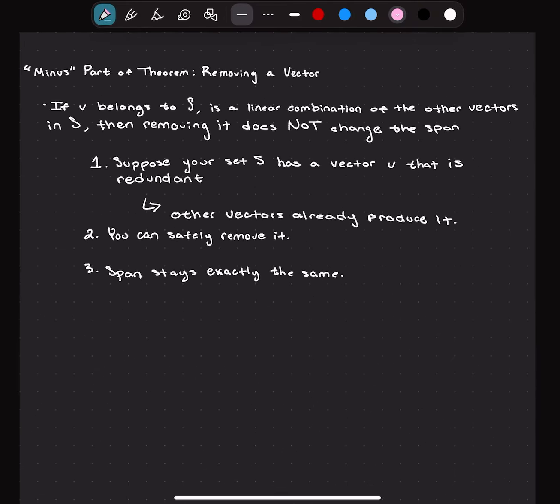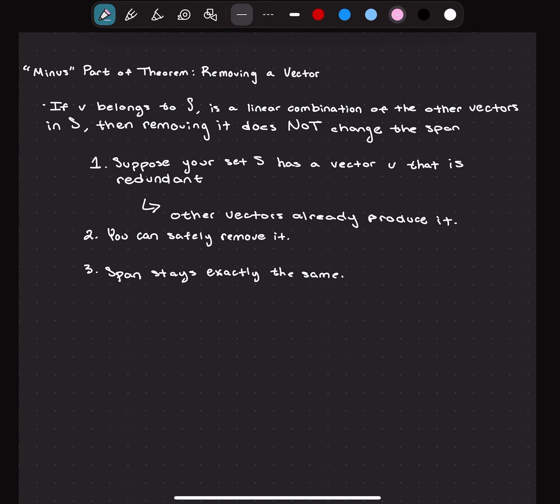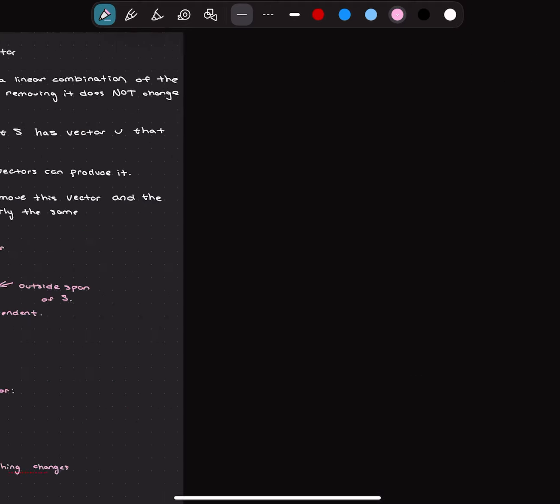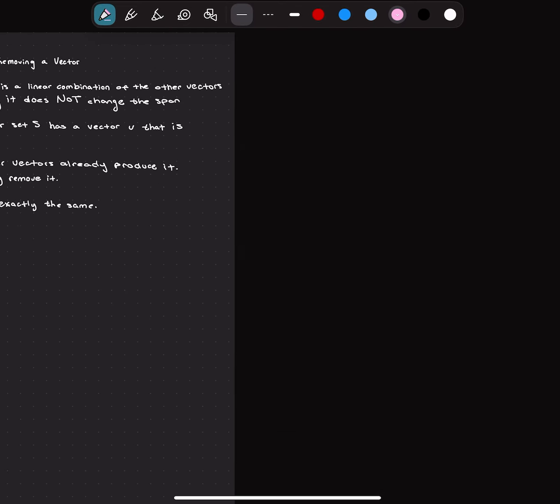So again, this minus part of the theorem, when we want to remove a vector, we see that if v belongs to S, it is a linear combination of the other vectors in S. Then removing it does not change the span. Exactly what we said over here.